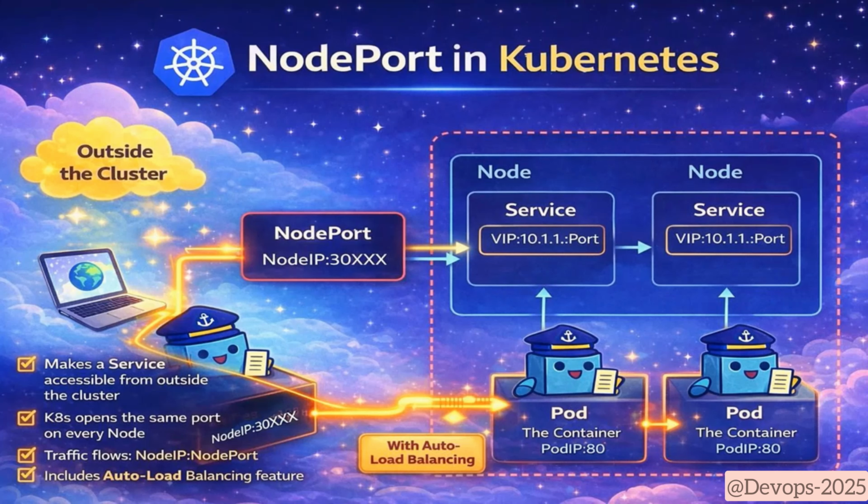So let's start. First, understand the situation where the NodePort will be useful. In Kubernetes, your application is running inside a pod and the pod has its own IP. However, the pod IP is dynamic, internal to the cluster, and changes when the pod restarts or a new pod is created. So basically, you can't give the pod IP to the end users. So for that, Kubernetes introduced service. Service gives a VIP, which is called virtual IP.